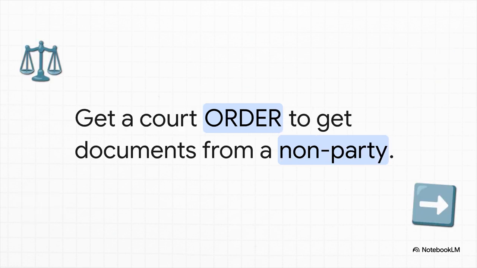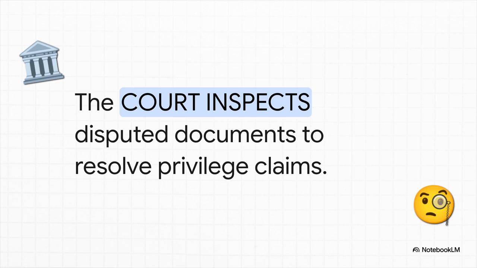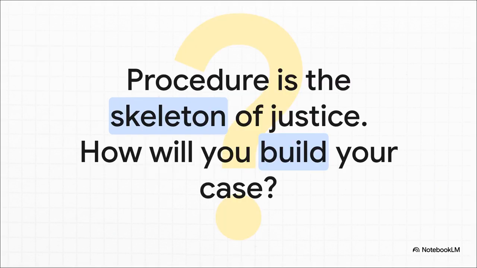But for a non-party, it's tougher. That's Rule 20.33. You need to go back and get a court order. So remember that difference. 20.31 is a party notice. 20.33 is a non-party order. And finally, Rule 20.35. That's the court's ultimate power. When there's a dispute over privilege, the court inspects the document. That's Rule 20.35. And there you have it. That's your roadmap for non-party discovery.